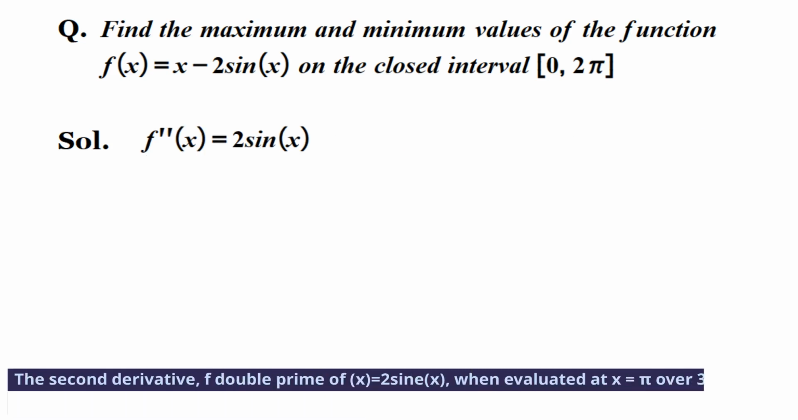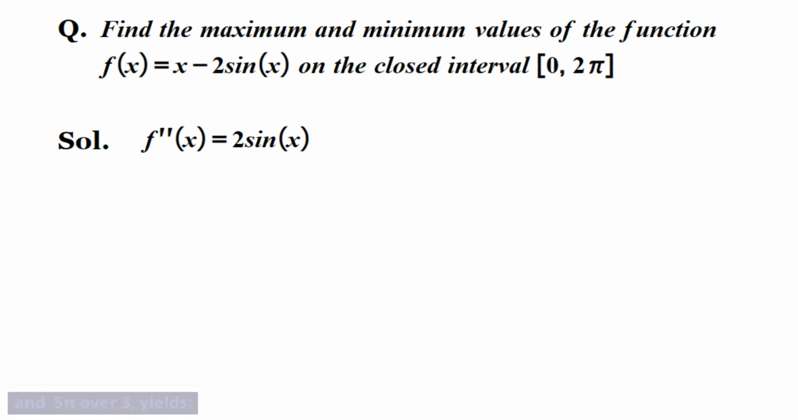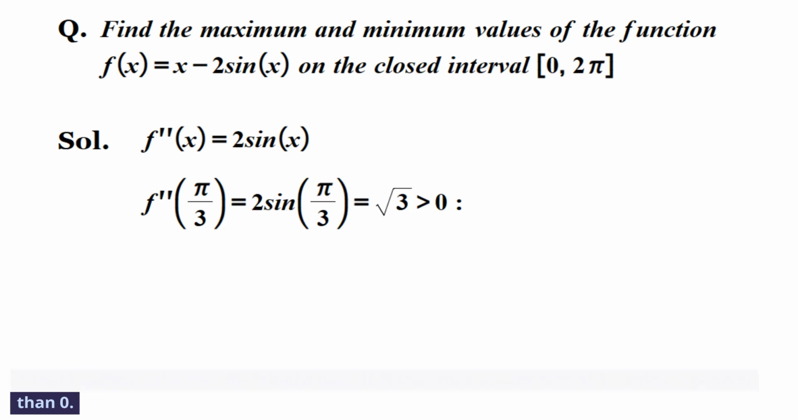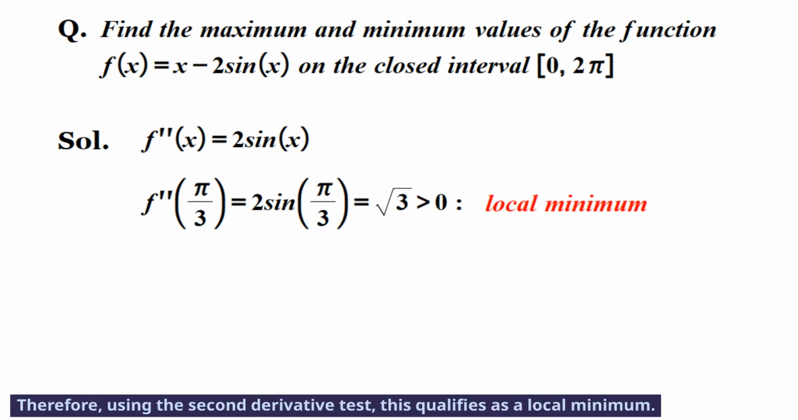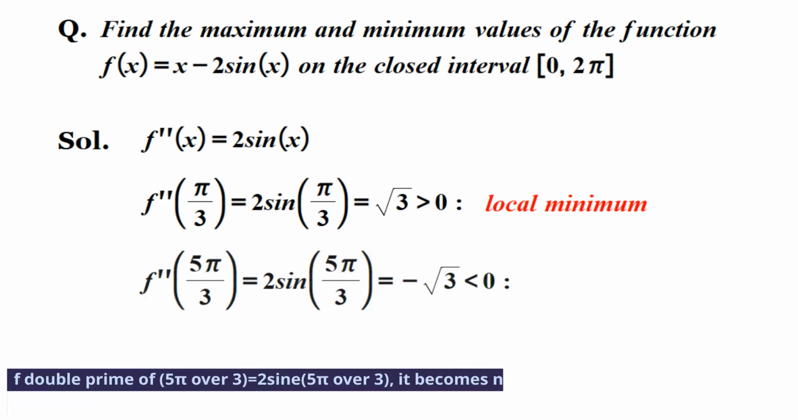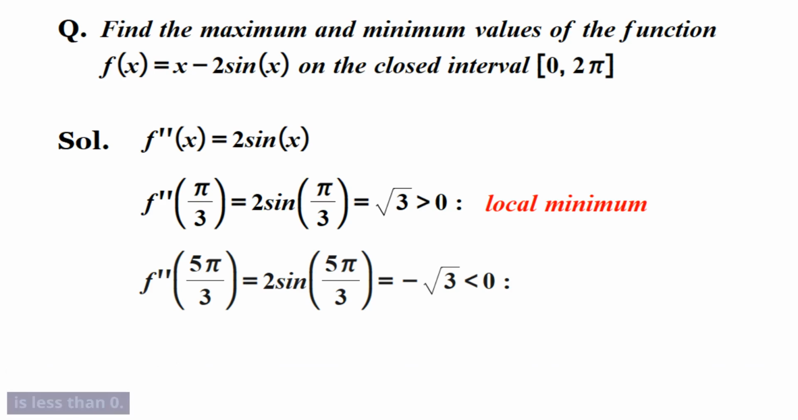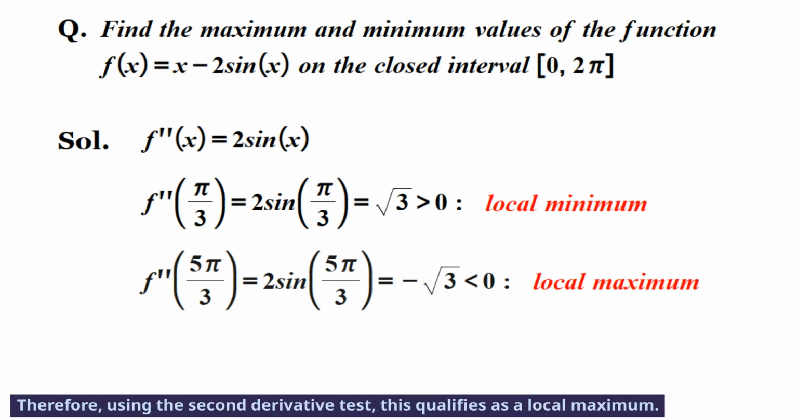The second derivative, f double prime of x, equals 2 sine x, when evaluated at x equals pi over 3 and 5 pi over 3. f double prime of pi over 3 equals 2 sine pi over 3, which is square root of 3, greater than 0. Therefore, using the second derivative test, this qualifies as a local minimum. f double prime of 5 pi over 3 equals 2 sine 5 pi over 3, which is negative square root of 3, less than 0. Therefore, using the second derivative test, this qualifies as a local maximum.